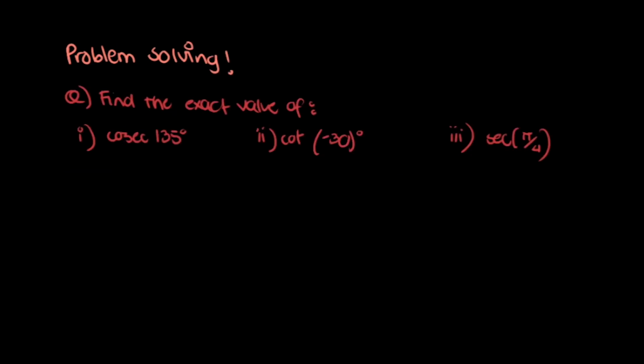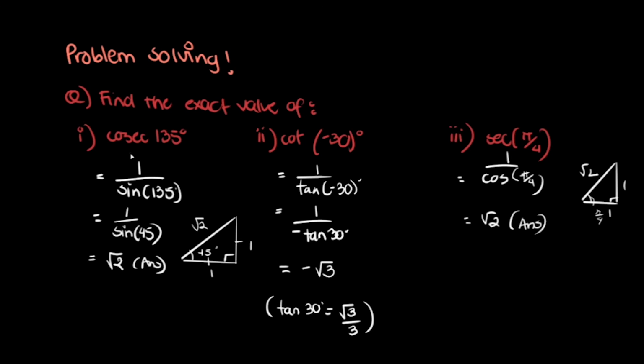The problem solving with these expressions should feel familiar by now. Here are some questions where you're asked to find the exact values. Take a minute to think over them. Okay, so the first part asks for cosec 135. It's always convenient to start off these questions by reciprocating them. Sin 135 looks more familiar, right? Using the symmetry properties, we know it's the same as sin 45.